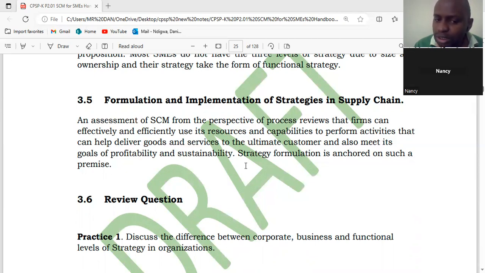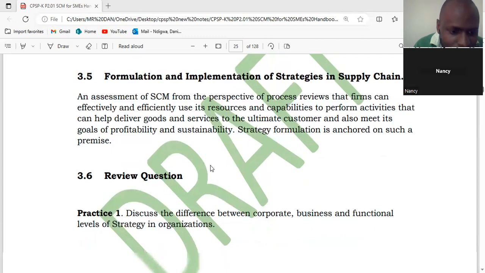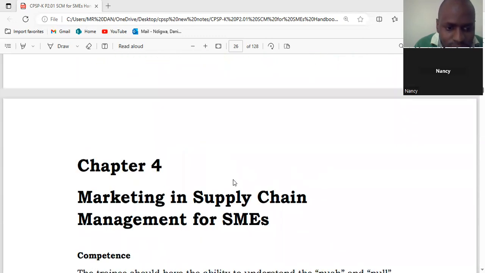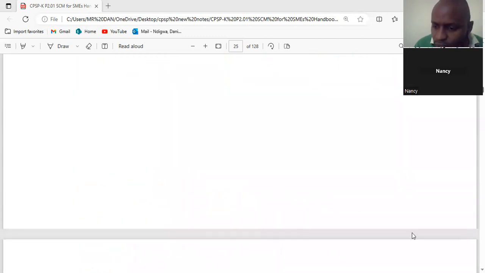And as much as you're getting profits and you're sustainable, you also need to look at the ultimate customer, so that as much as you're making profits, make sure you do not lose your customers in any way. Let not your customers feel that they are not valued in the organization, and this will affect everything that happens in the organization.